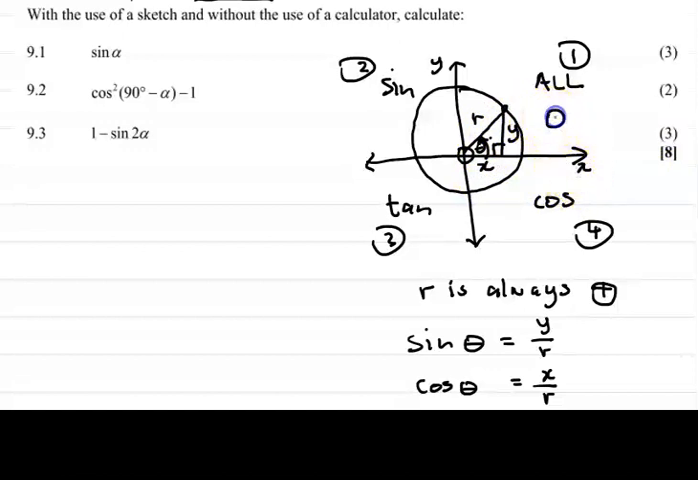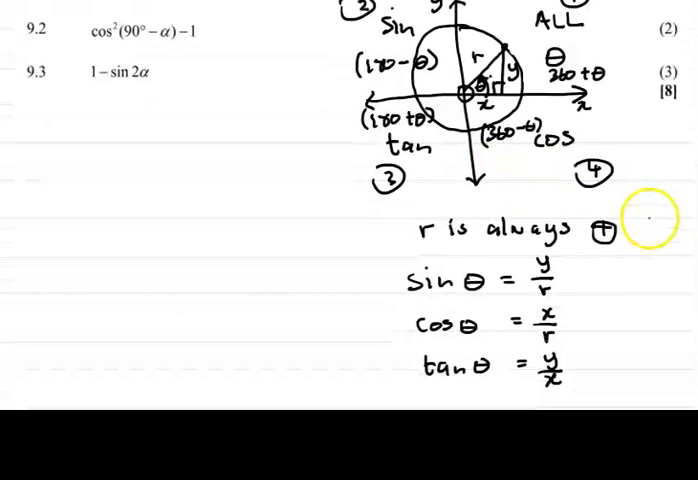And we can now complete the formulas. Theta and 360 plus theta for the first quadrant, 180 minus theta for the second quadrant, 180 plus theta for the third quadrant, and 360 minus theta for the fourth quadrant. Those are our reduction formulas, and we'll come back to that a little bit later on.